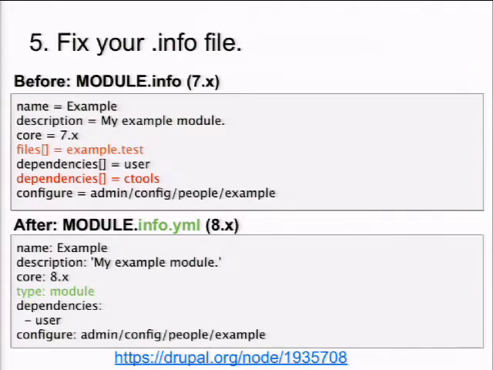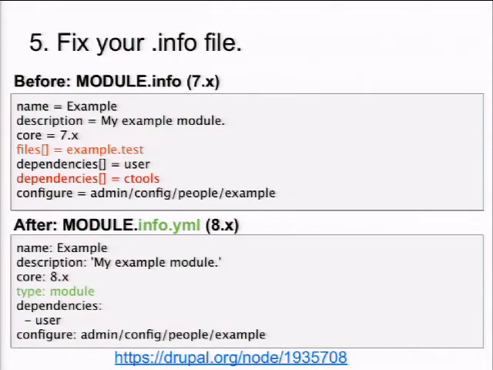All right, so everybody take 3 minutes and update your YAML file. That primarily involves a few changes. You want to remove any references to files equals, because we don't do that anymore. We'll talk about what we do instead. You can remove dependencies on modules that have moved into core. For example, the ctools module largely got moved into core. And then the key thing is you want to rename your file from module.info to module.info.yaml.